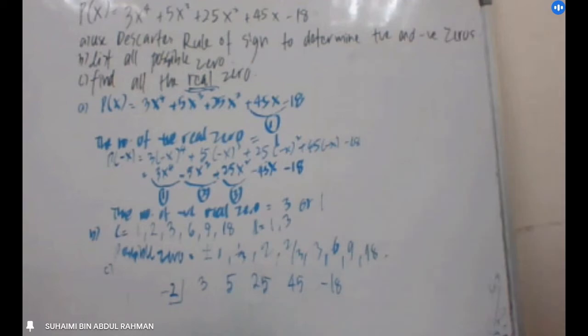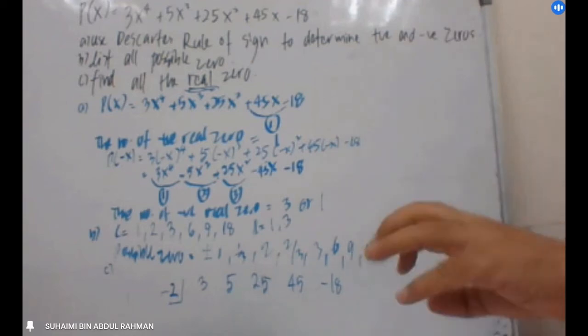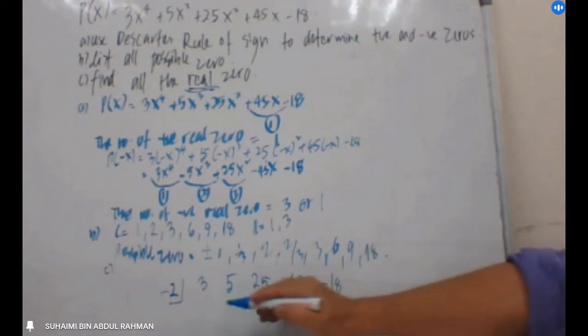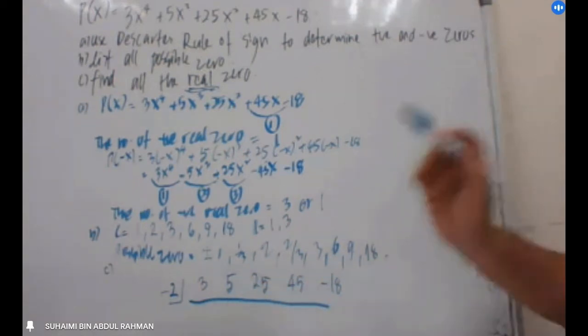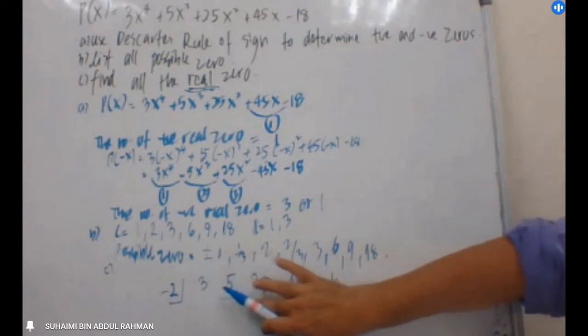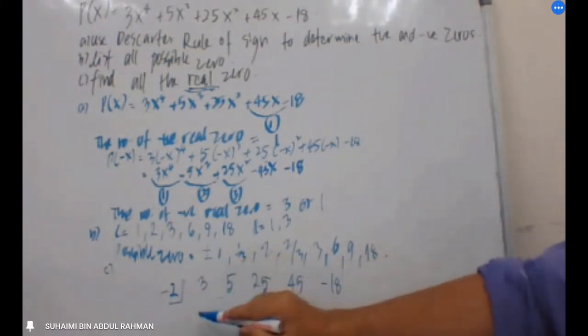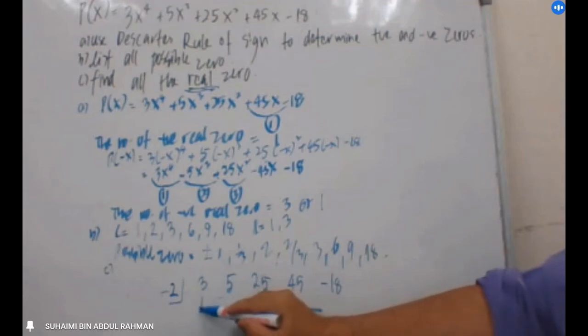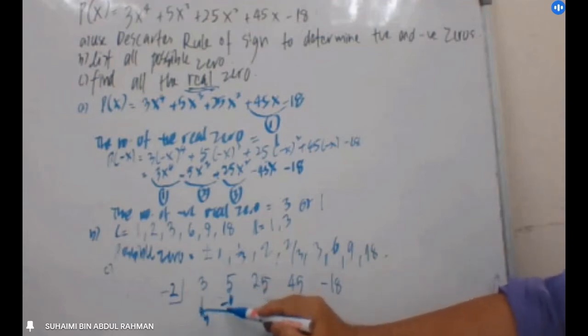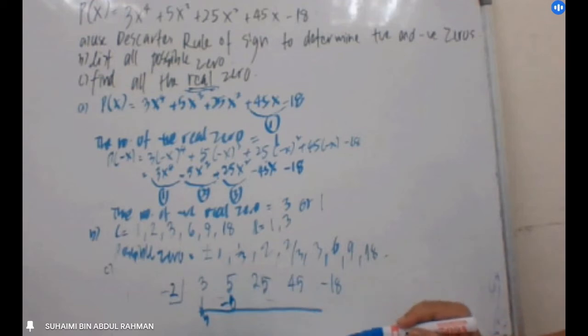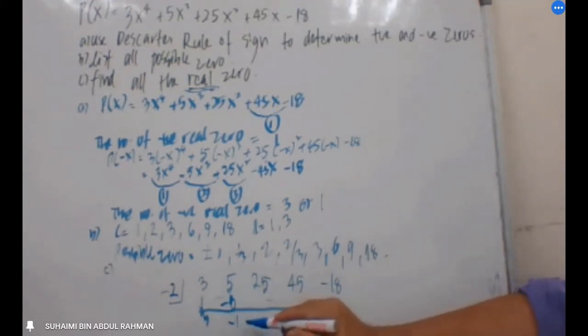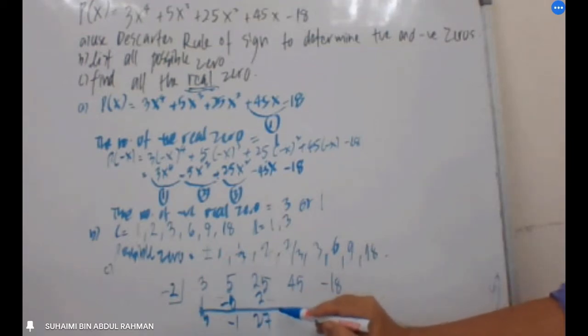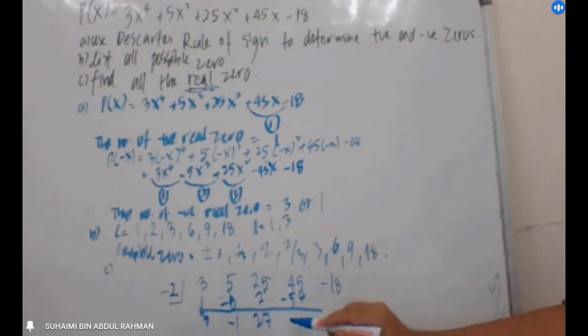We do not just put any number. I must have a reason why we put the number. We choose minus 2. So now we start the division. 3, minus 6, and then minus 1, 2, 27, minus 54, minus 9, 18, 0.